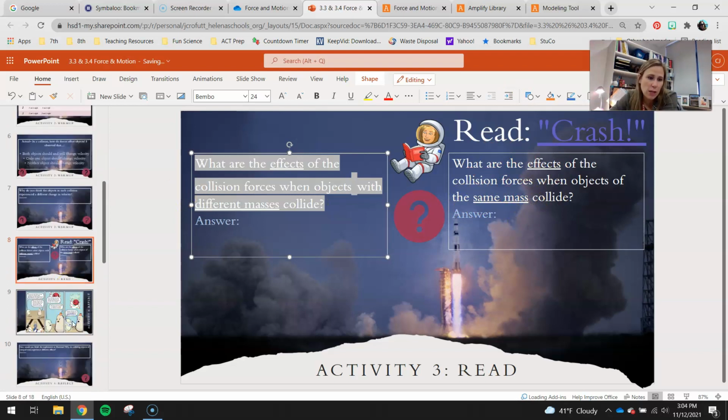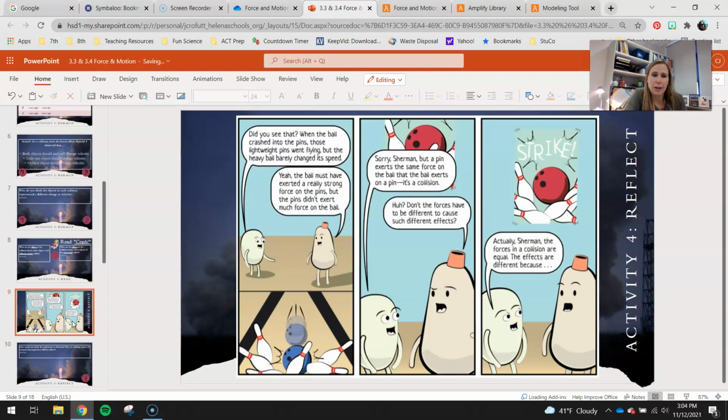Okay, moving on, you guys have this little Sherman story where good old Bobby over here says, did you see that? When the ball crashed into the pins, those lightweight pins went flying, but the heavy ball barely changed its speed. So obviously we're talking bowling here. And poor Sherman comes in and says, yeah, the ball must have exerted a really strong force on the pins, but the pins didn't exert much force on the ball. Sorry, Sherman, but a pin exerts the same force on the ball that the ball exerts on a pin. It's a collision. Huh? Don't the forces have to be different to cause such different effects? Actually, Sherman, the forces in a collision are equal.